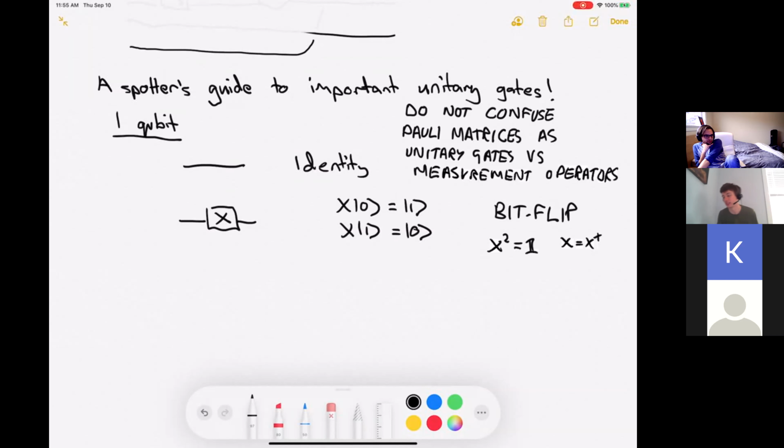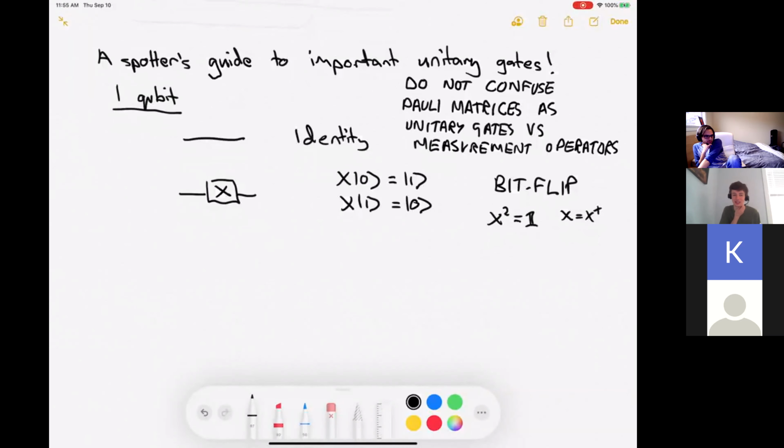Okay, hopefully that is clear to people, but it's really important to not get confused between those two roles. It's sort of unfortunate that the simplest matrices in both cases are the same matrices, even though in general, the classes of matrices that show up, unitaries versus measurement operators, are totally different.